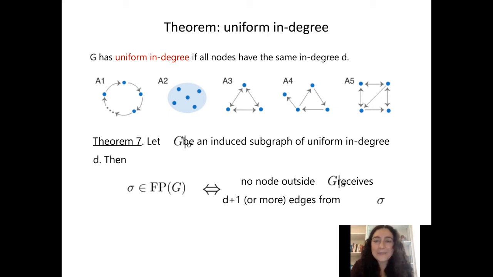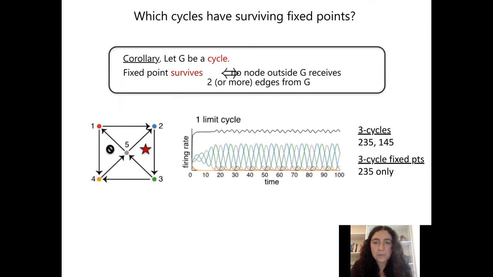But the theorem basically says that if you have one of these as an induced subgraph of a larger network, then that subgraph supports a fixed point if and only if no node outside of it receives d plus 1 or more edges from the nodes in the subgraph. So let me illustrate that with an example.